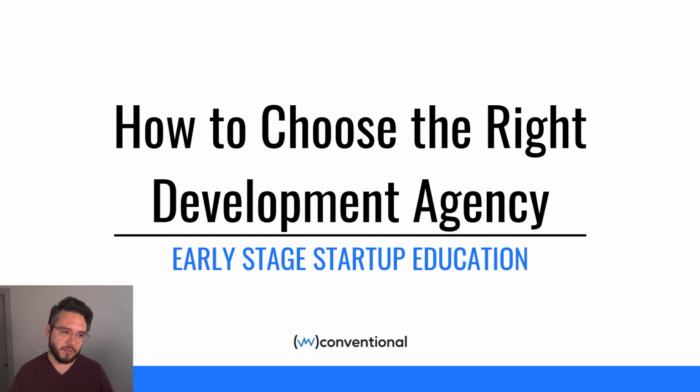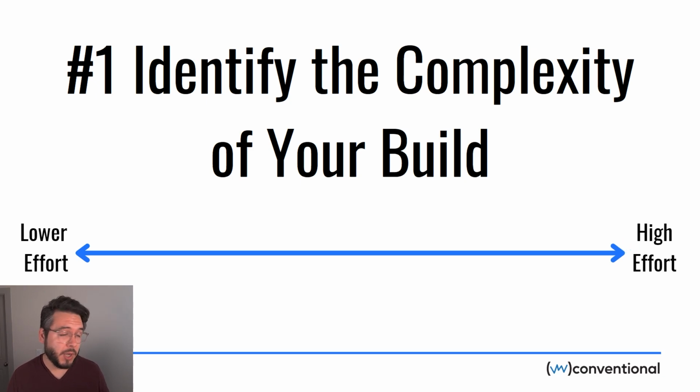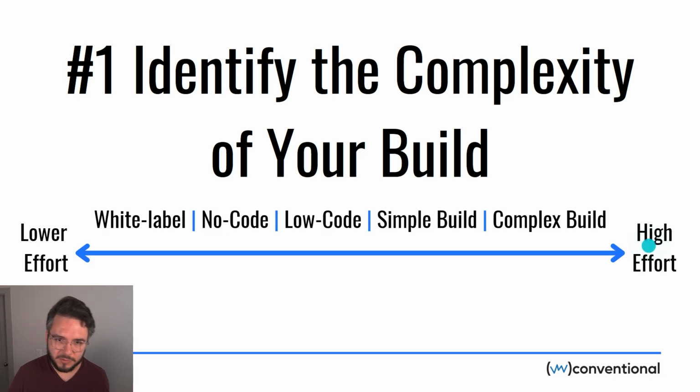So, I just want to give you some shortcuts, some things that I do that make this process, to me at least, much easier. So first, identify the complexity of your build. So really, this is just a range. There's low effort and there's high effort. And we'll go through some examples of each.